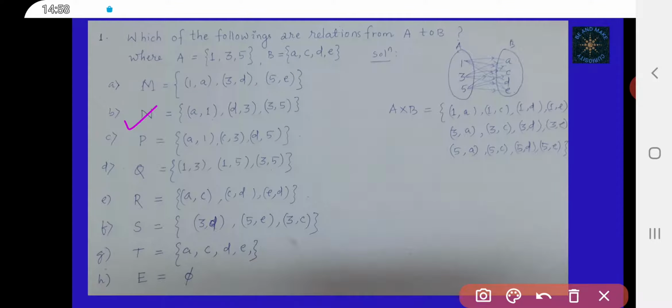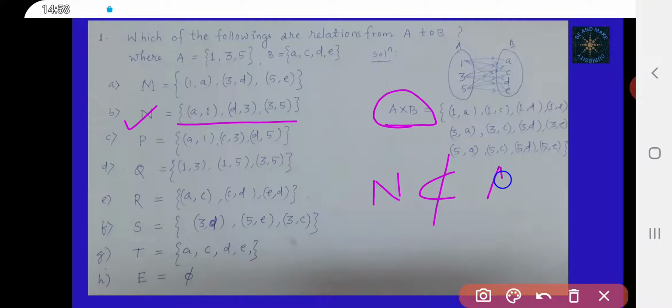Next, N. See, every element of N is not in set A cross B. So N is not a subset of A cross B. So N is not a relation.